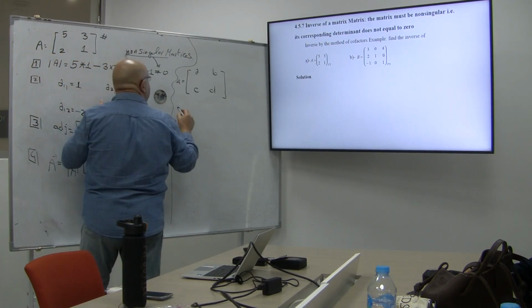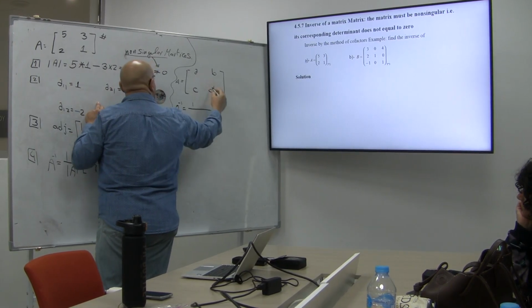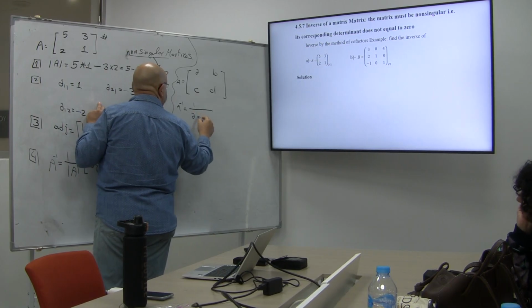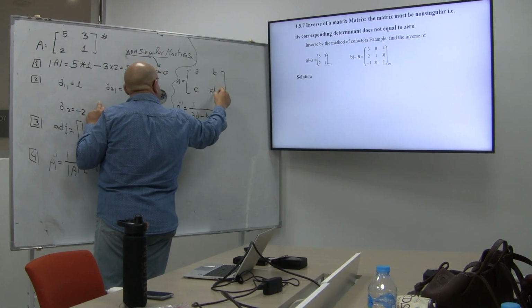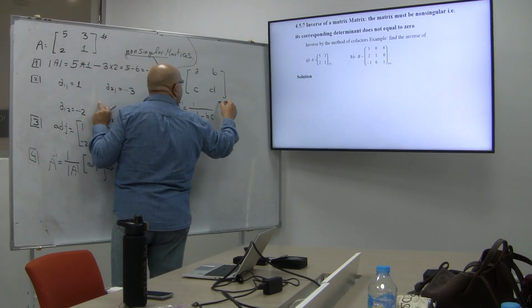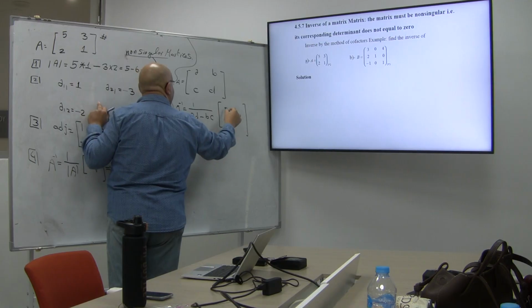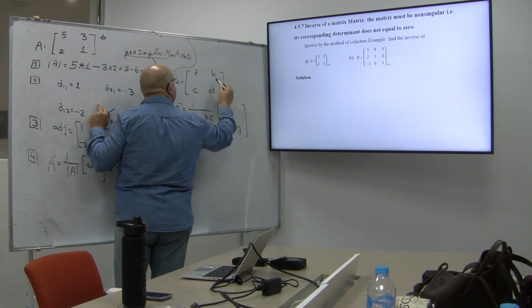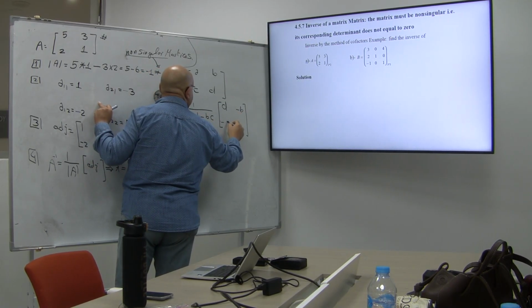All I have to do, I will get A minus 1 equal to 1 over, try to get the multiplication or the evaluation of the determinant. So it's going to be AD minus B and C. I will multiply the elements of the principal diagonal minus the elements of the secondary diagonal. Then, I will change the position of the elements on the principal diagonal. So it's going to be D and A. Then I will change the sign of the secondary diagonal. It's going to be like this.